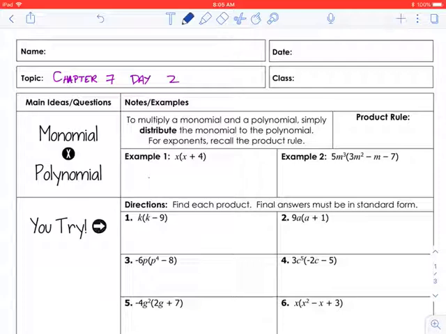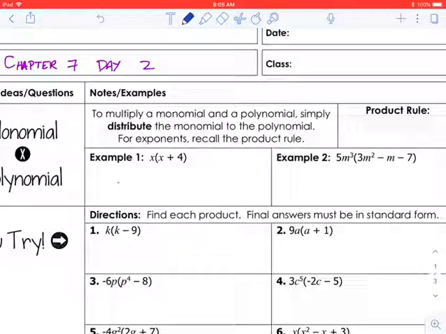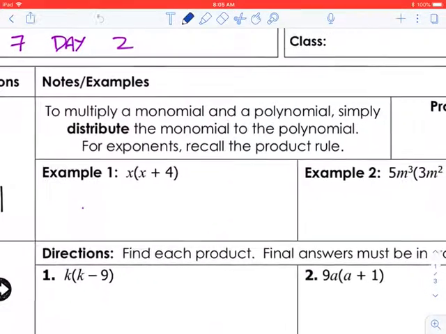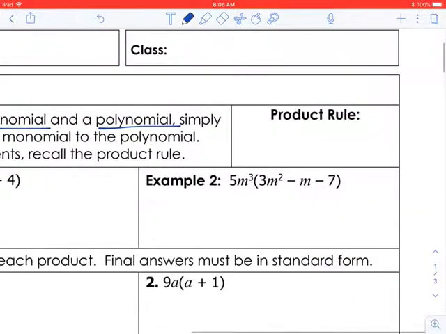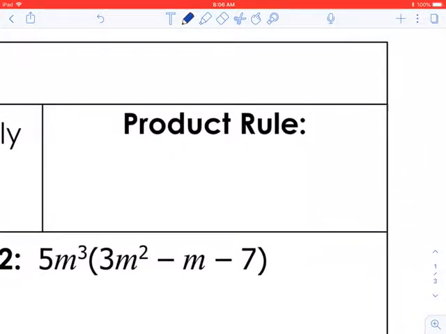So, we're talking about multiplication. What we have to remember is the product rule. To multiply a monomial, which is one term, times a polynomial, simply distribute. We've distributed a lot before, the monomial to the polynomial. For exponents, recall the product rule.